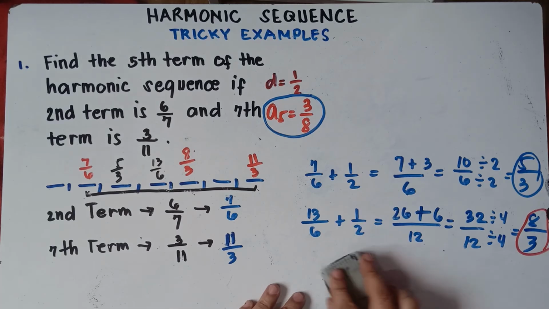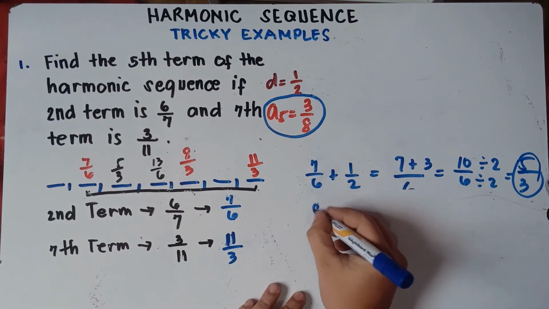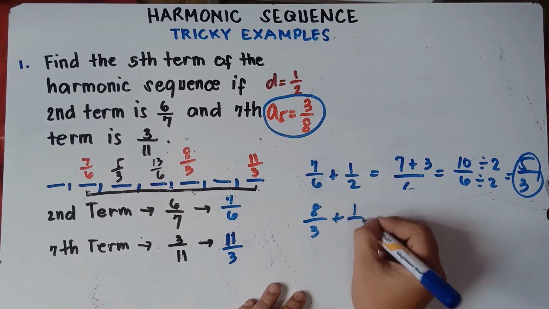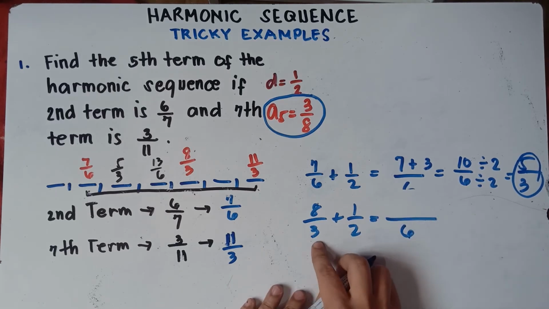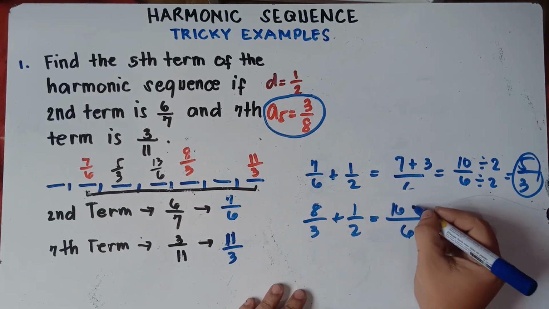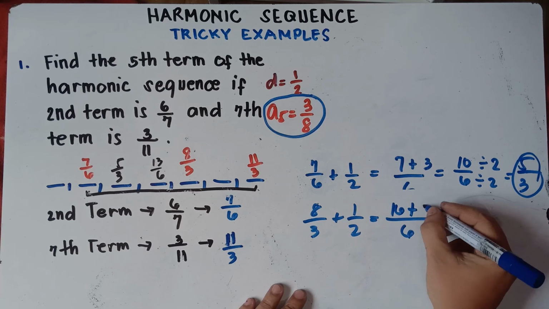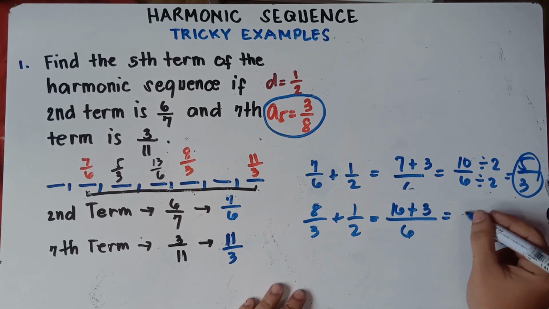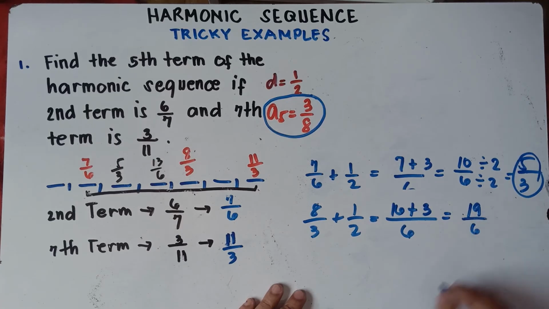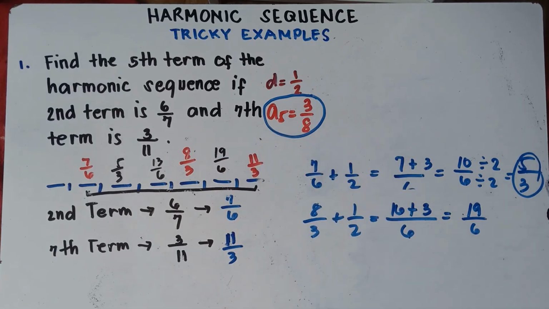And then the sixth term, let's check the sixth term. So 8 over 3 plus 1 half. The LCD is 6. 6 divided by 3 is 2 times 8 is 16, plus 6 divided by 2 is 3 times 1 is 3. Alright, and this will be 19 over 6. So we cannot reduce 19 and 6. That would be our sixth term.